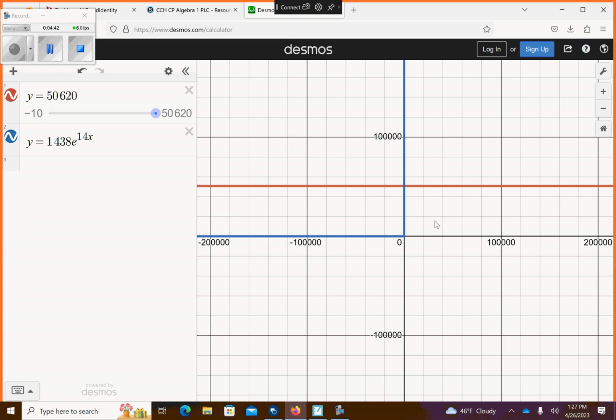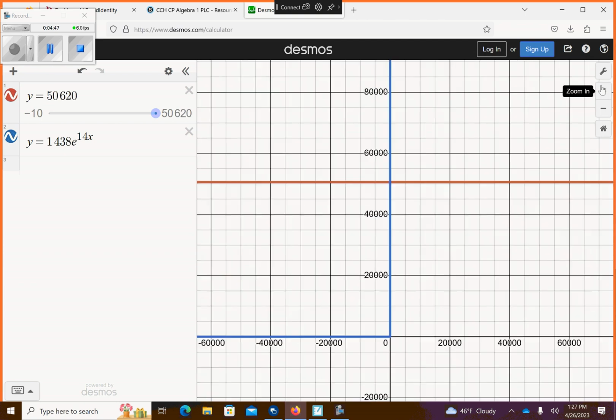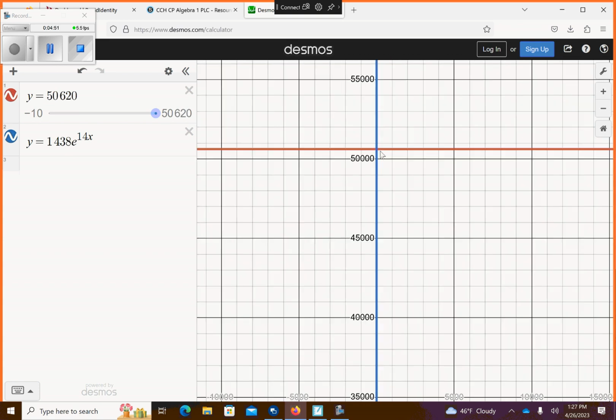Okay. So now that we have that intersection, you don't want to just jump into that right away. Just kind of zoom in on it. So it looks like that stock earned 25.4% interest.